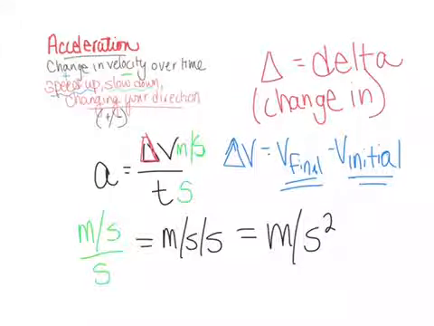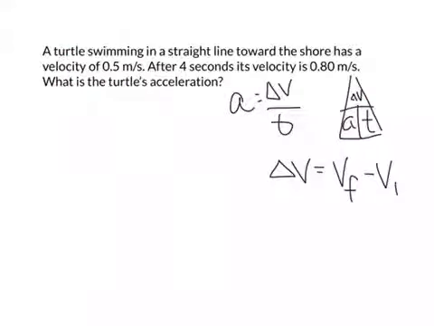We're going to try an acceleration problem. Just make sure that you have all of this written down into your notebook. In this problem, we have a turtle swimming in a straight line towards the shore has a velocity of 0.5 meters per second. After 4 seconds, its velocity is 0.8 meters per second. What is the turtle's acceleration?